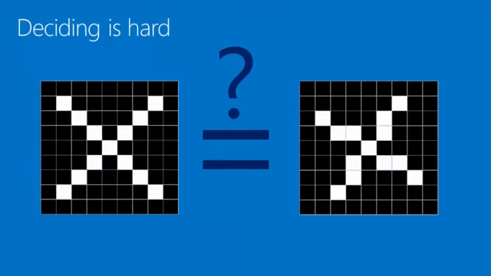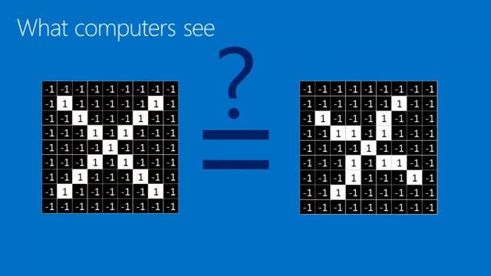Now the reason that this is challenging is because for us, deciding whether these two things are similar is straightforward. We don't even have to think about it. For a computer, it's very hard. What a computer sees is this checkerboard, this two-dimensional array, as a bunch of numbers, ones and minus ones. A 1 is a bright pixel, a minus 1 is a black pixel, and what it can do is go through pixel by pixel and compare whether they match or not.